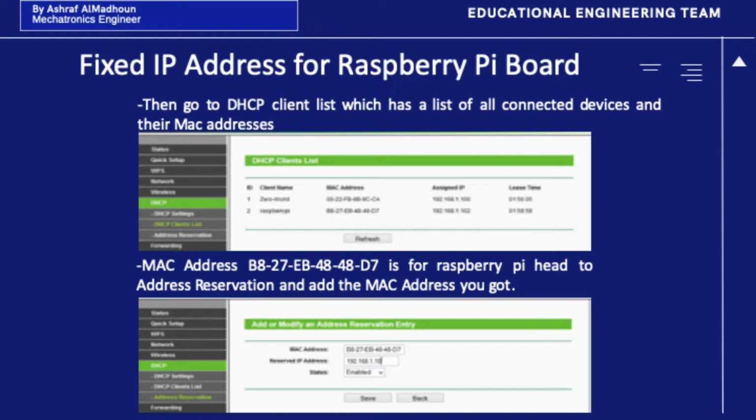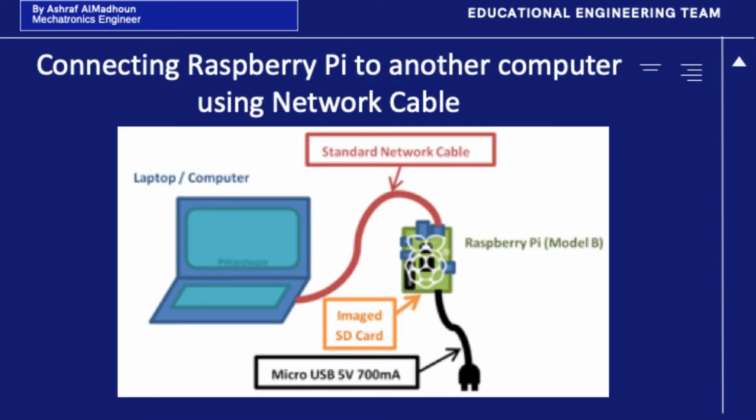Then after that, head over to the DHCP settings under the network section. And then, go to the DHCP client list, which has all lists of all connected devices and their MAC addresses. Now, the MAC address B827EB4848D7 is actually for Raspberry Pi. Head to address reservation and add the MAC address that you got.